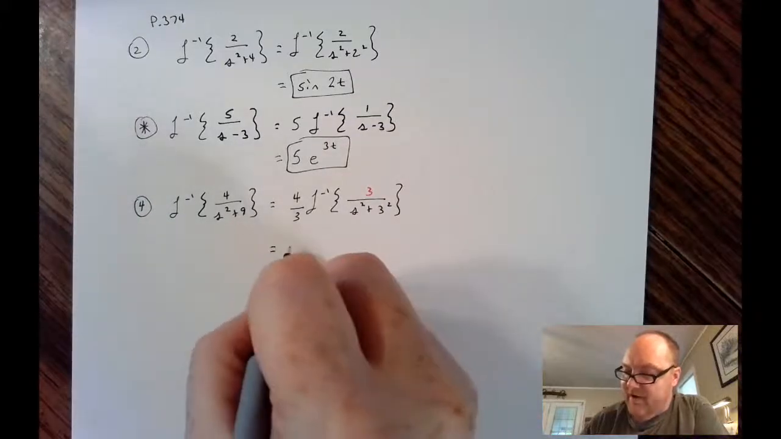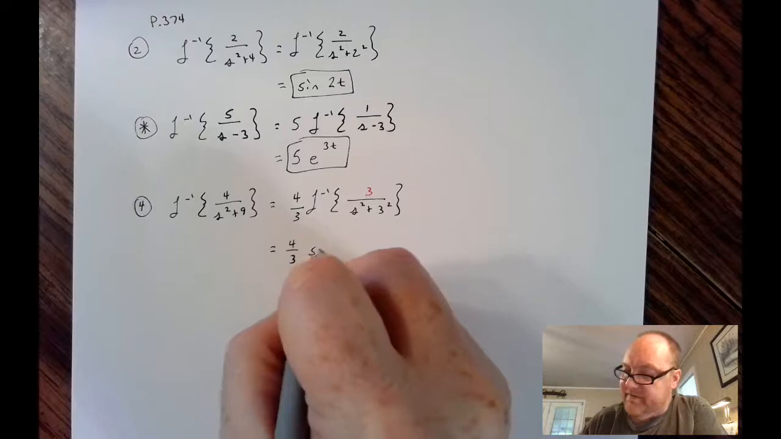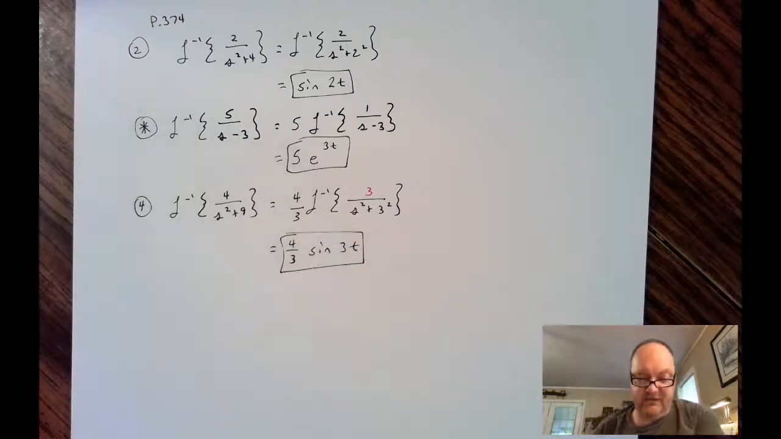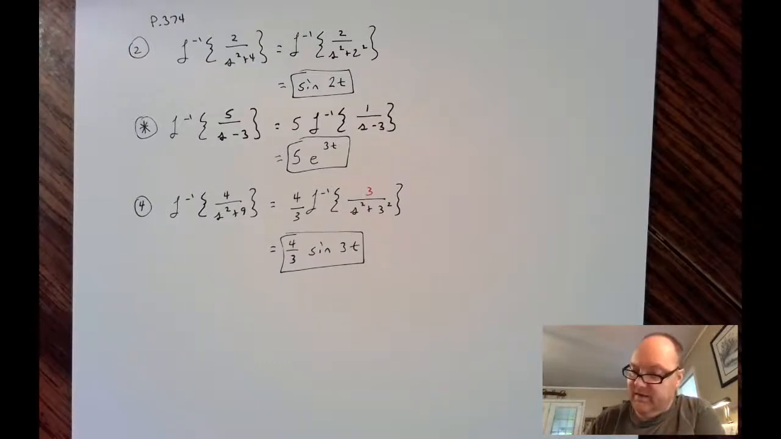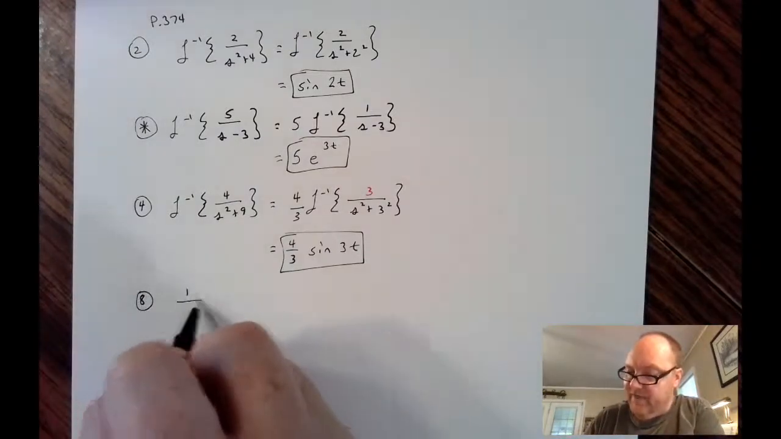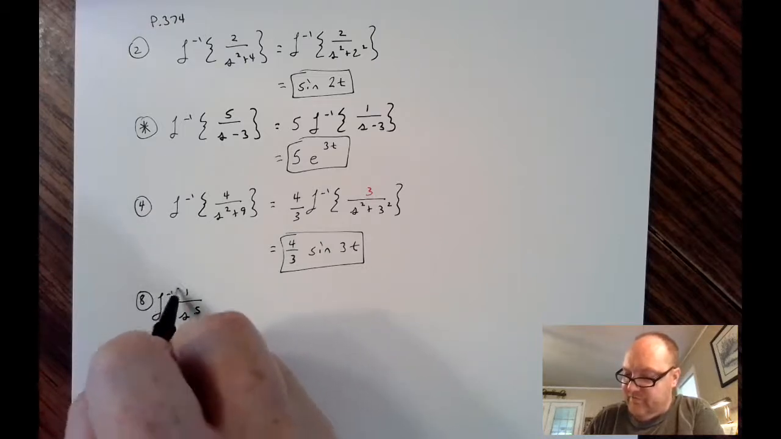So I have 4/3, and it looks like that's going to be the sine of 3t. Just like number 2, but with that extra 3t in there. Look at number 8. Number 8 says 1 over s to the 5th. And the inverse transformation of that.